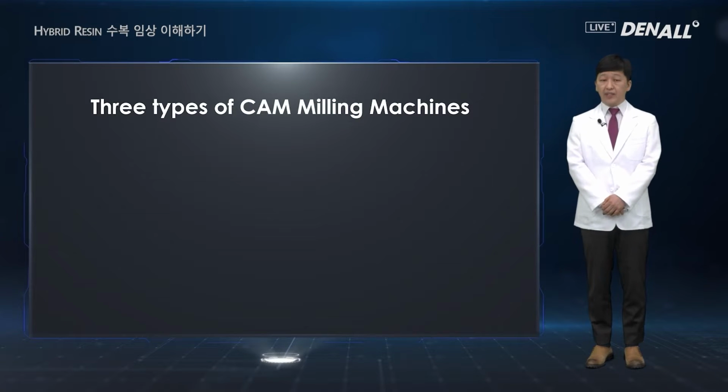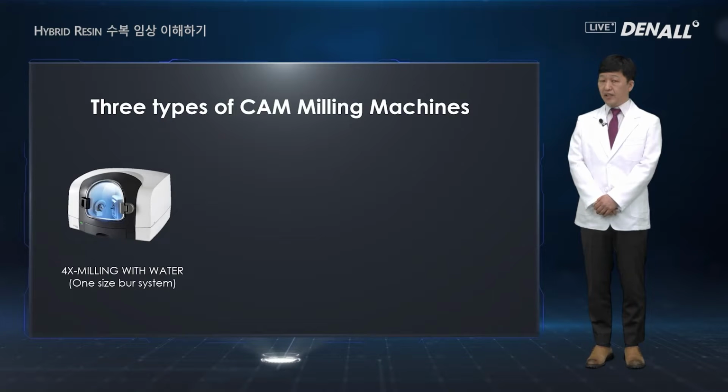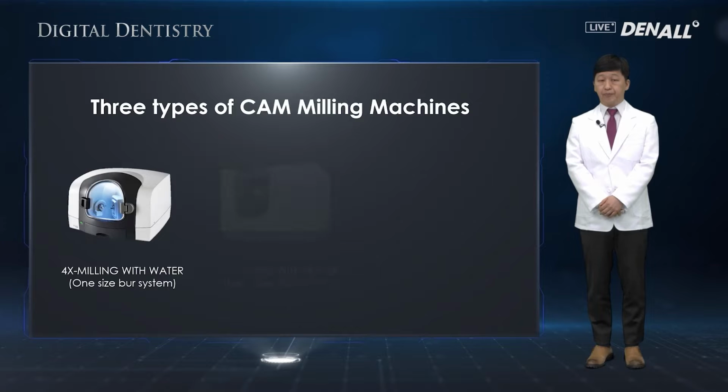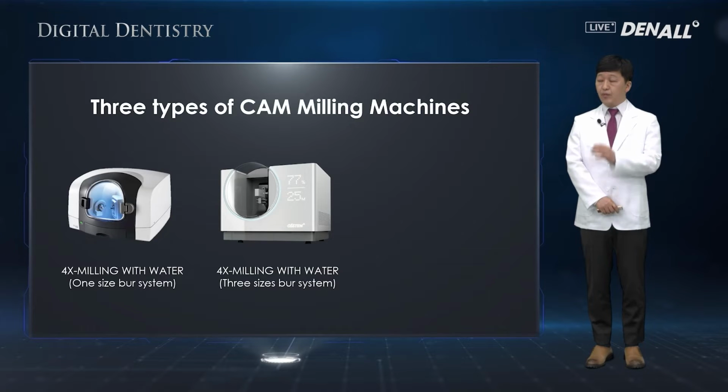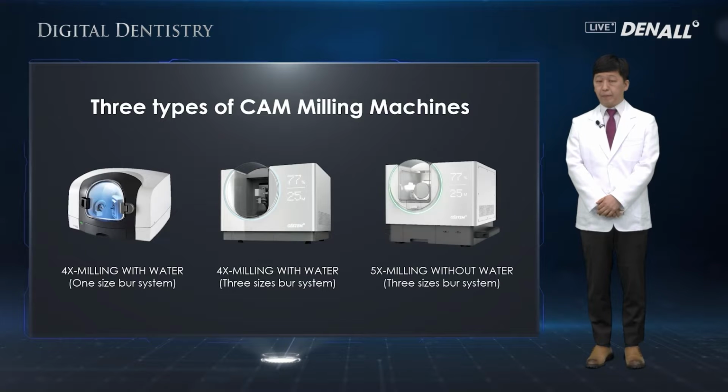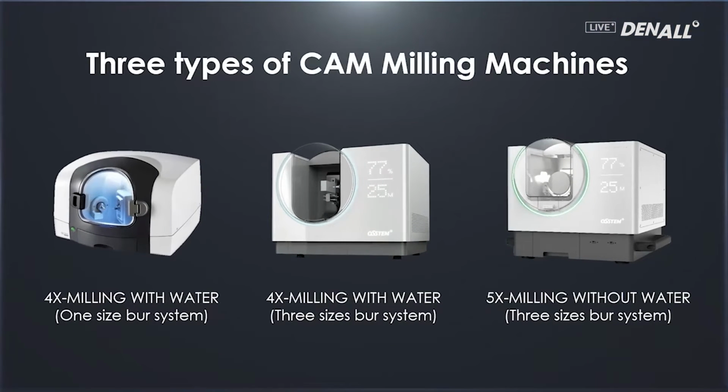When we do inlay, we can use 3 types of milling machine. First is a 4-axis milling machine, which uses water. It uses 1 thick burr. Second, it is a 4-axis milling machine with water. It uses 3 different sizes of burr consecutively. Last but not least, it is a 5-axis milling machine which does not use water and uses a disc.